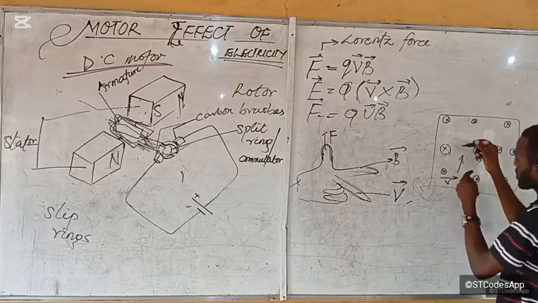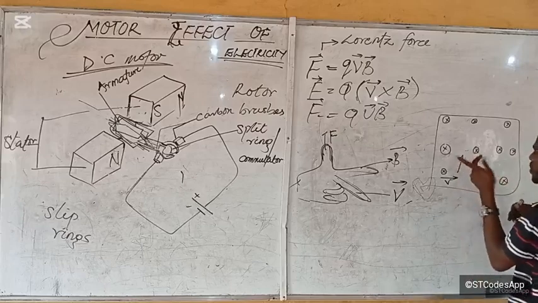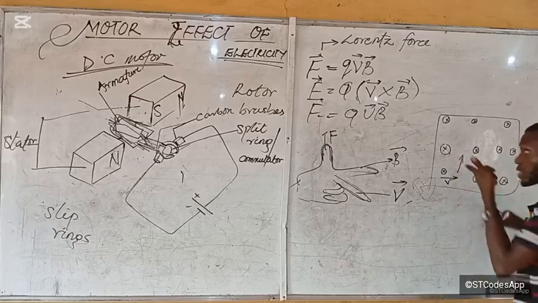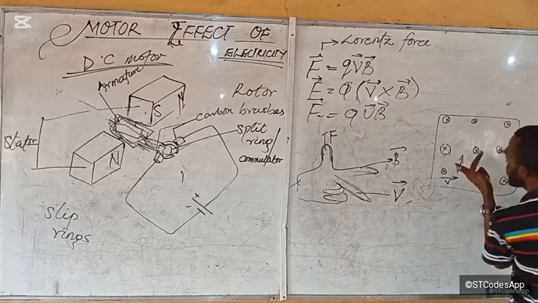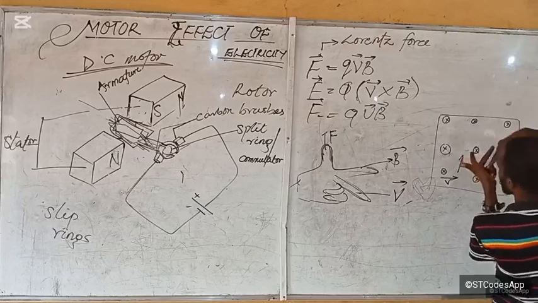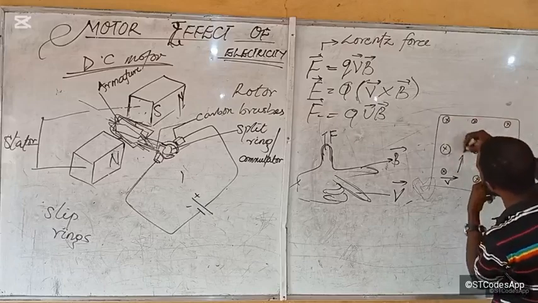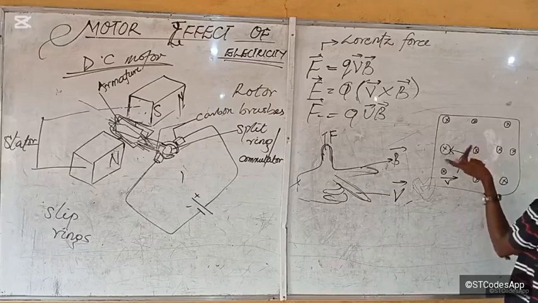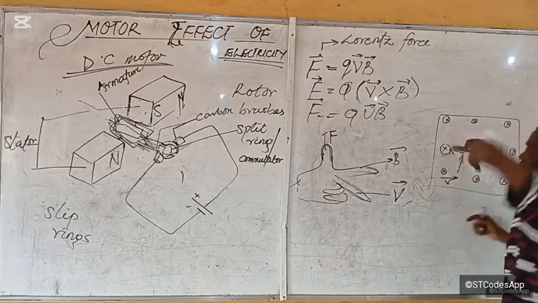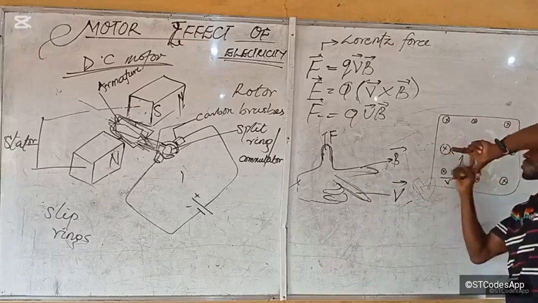Now, by the time it's facing this side, the magnetic field will still be into the board. Velocity will now be in this direction. Are you with me? If velocity is now in this direction, where will the force be felt towards again? In this direction. So the charge will move in this direction. By the time it moves in this direction, velocity has moved in that direction, right? So velocity is now in that direction.